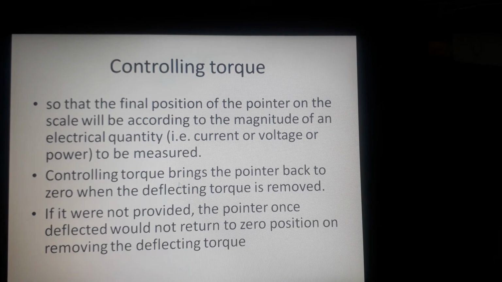Controlling torque brings the pointer back to zero when the deflecting torque is removed. Once you remove the deflection, if you switch off or remove the connections, it will come to the zeroth position automatically. That is nothing but your control torque. If you do not provide the control torque, it will not come to the zeroth position.